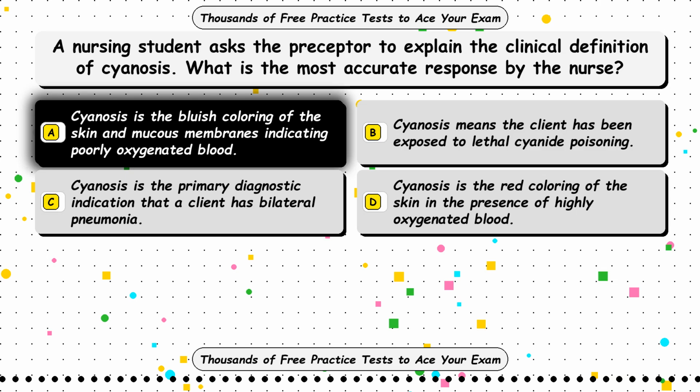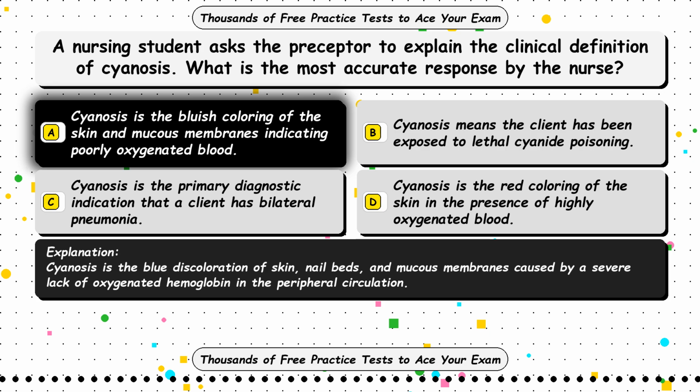The correct answer is option A. Cyanosis is the bluish coloring of the skin and mucous membranes indicating poorly oxygenated blood. Cyanosis is the blue discoloration of skin, nail beds, and mucous membranes caused by a severe lack of oxygenated hemoglobin in the peripheral circulation.